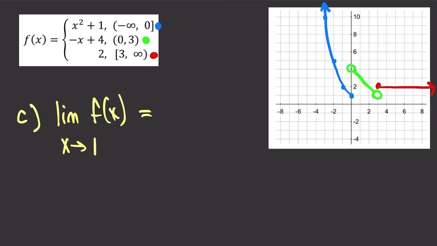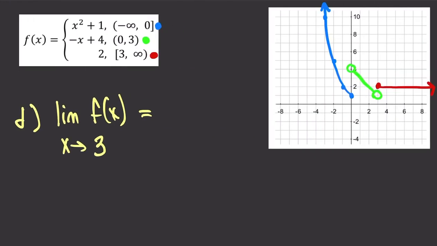All right, same graph again. This time we're approaching 1. So as I approach 1 from the left and 1 from the right, they're pointing to that same value. Well, what is that value? That's 3. So I would say the limit here is 3. Again, why is that? Because the left-hand limit and the right-hand limit point to the same y value.